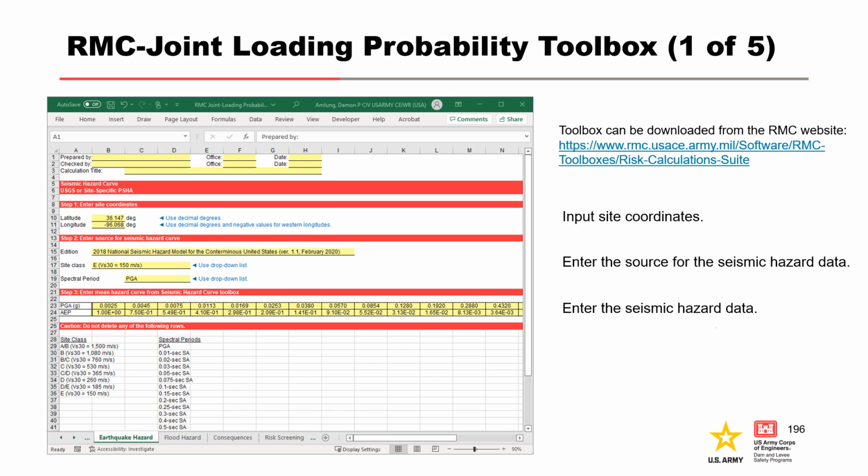For seismic failure modes, the RMC joint loading probability toolbox can be used to develop the joint loading matrix and to help screen them for inclusion as potential risk drivers. This toolbox can be downloaded from the RMC website under Software, RMC Toolboxes, and then Risk Calculation Suite. In the toolbox, on the earthquake hazard worksheet, the site coordinates and the source are input. Then the seismic hazard data is input.